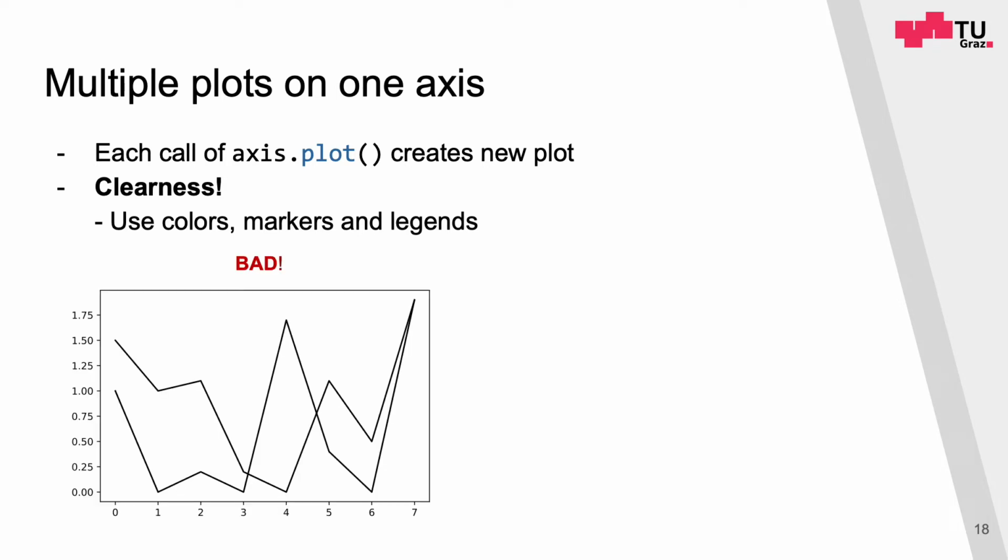Here you see a very, very bad example. We have two plots or two lines in one axis, basically one plot. You can see both those lines are black, so you can't really distinguish between those two lines, especially where the lines cross. You don't know where the line continues, which line continues. And you also have no axis labels, you do not have a legend, and so on.